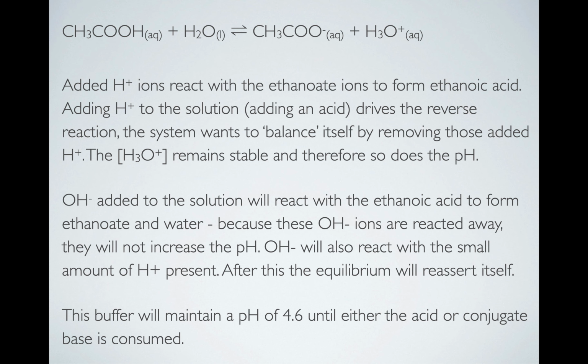So this buffer will maintain a pH of 4.6 until we either add so much hydroxide that all the ethanoic acid is gone, or add so much acid that all the ethanoate is gone. Have I got that around the right way? Oh, I'm terrible, sorry. We're going to add so much base that all the acid is gone, or we're going to add so much acid that all the conjugate base is gone. That's when it will start changing pH.